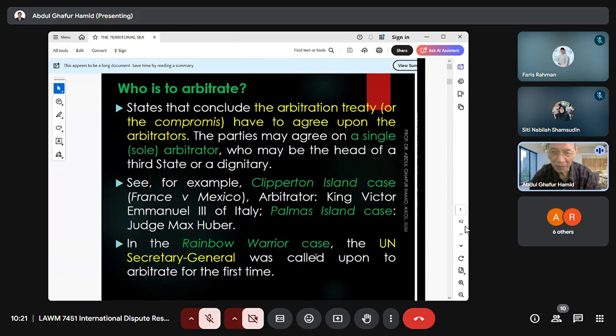And in the Rainbow Warrior case, the Rainbow Warrior arbitration, the UN Secretary General was offered to arbitrate this. The United Nations Secretary General was offered. So these are examples of what type of persons are chosen as arbitrator, especially as a single or sole arbitrator.